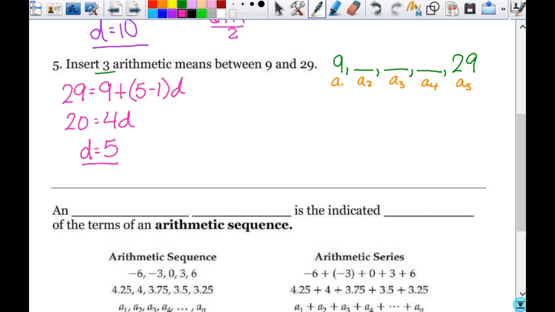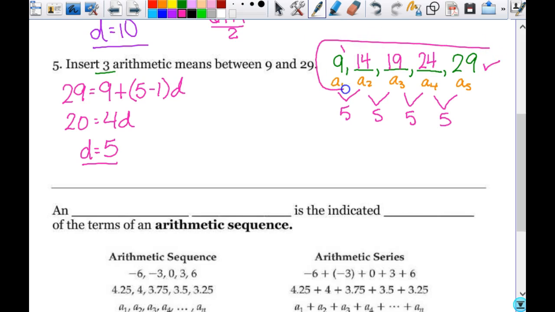So then I add 5. That's your difference when you look like this. I'm adding 5, I'm adding 5, right? When you're looking at your little sequence here. So 9 plus 5 is 14. 14 plus 5 is 19. 19 plus 5 is 24. And then 24 plus 5 is 29, so that works.